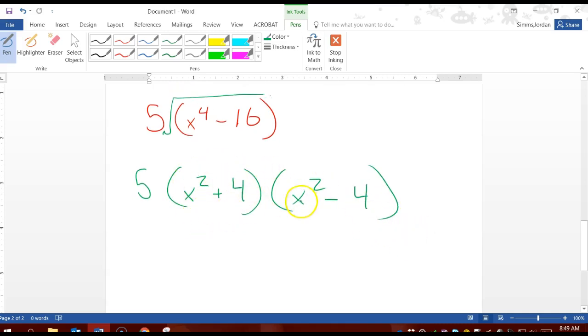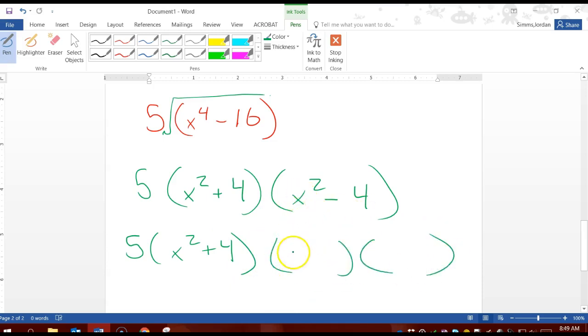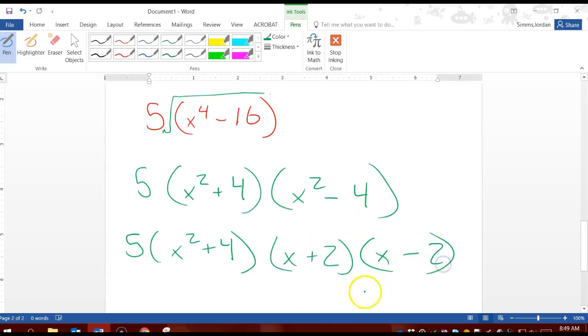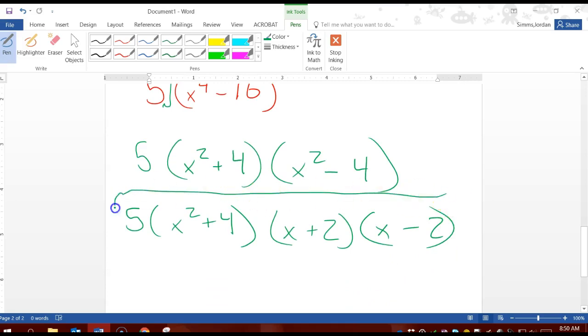But check this out. This is okay, but again, this is another difference of squares. We have x squared minus 4, so we have to catch that too. It's going to be 5 times x squared plus 4, which is okay, not a difference, so that's fine. But now we'll make 2 brackets just for this one. The square root of x squared is x and x, 1 positive, 1 negative, and the square root of 4 is 2 and 2. So now this is factored completely.